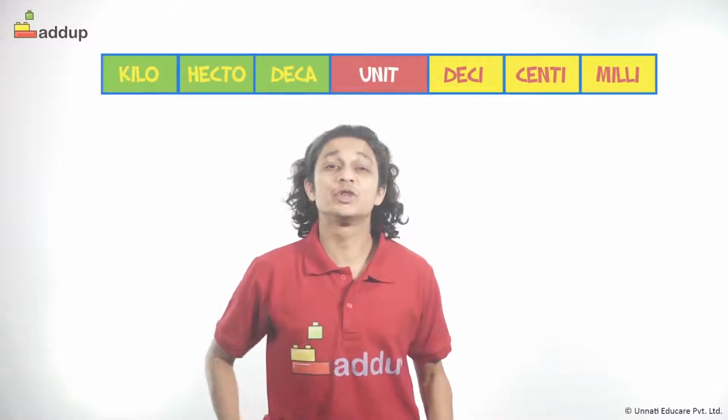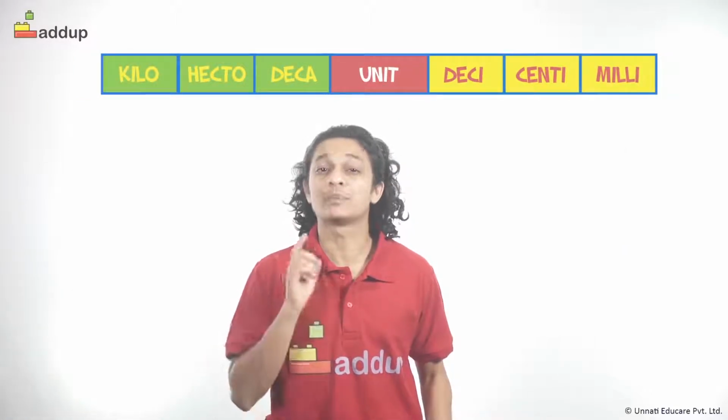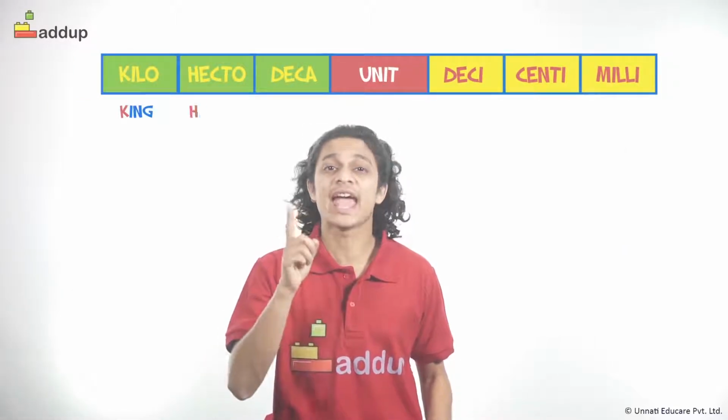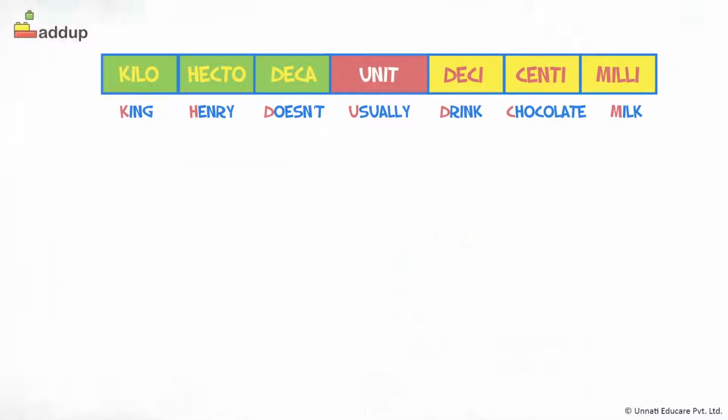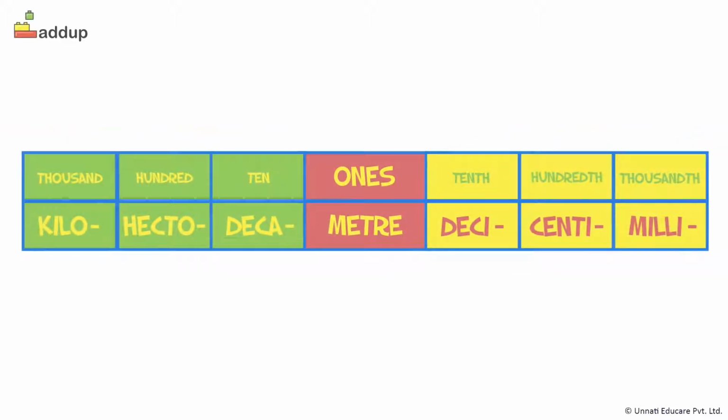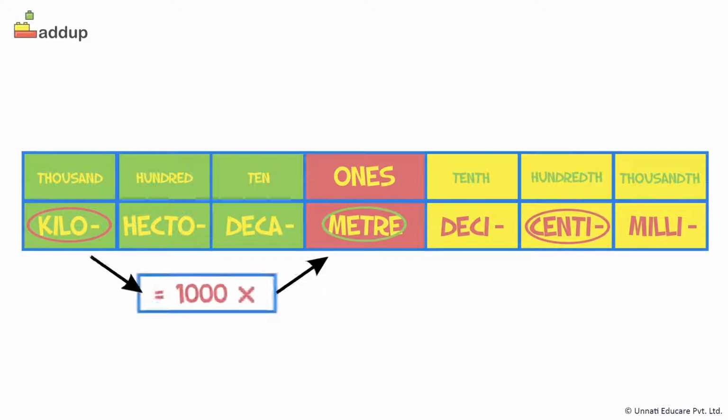Here's a fun way for you to remember the names of the prefixes. King Henry doesn't usually drink chocolate milk. You can use a place value chart to understand the values of different units. The chart shows how many times larger one measurement is than another.